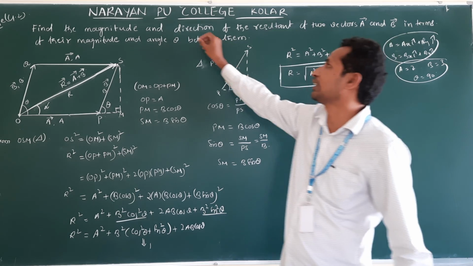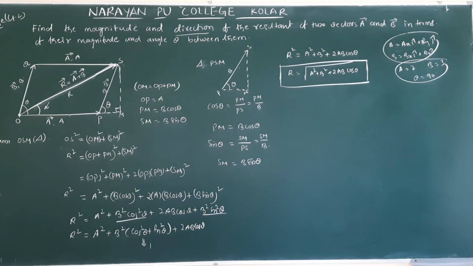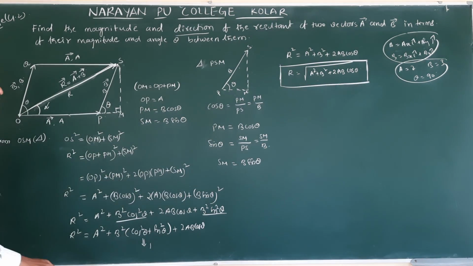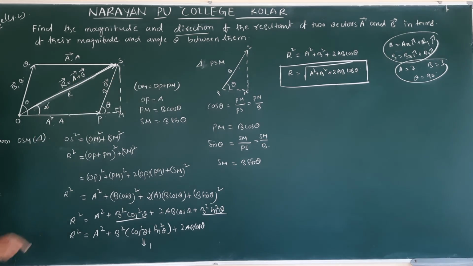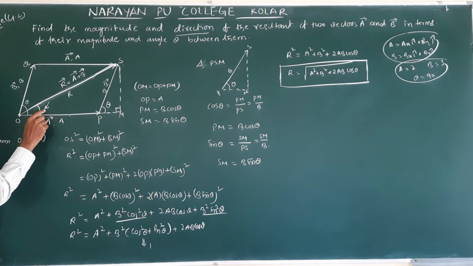Then another question is there. What is that? Direction. Direction means, already I mentioned in the last class, in physics, direction we can specify using angles only. R is the resultant vector. This R is the magnitude. We got the formula. What is the direction of R with respect to A? Alpha.